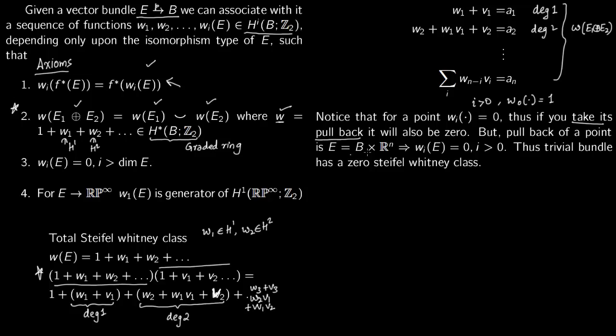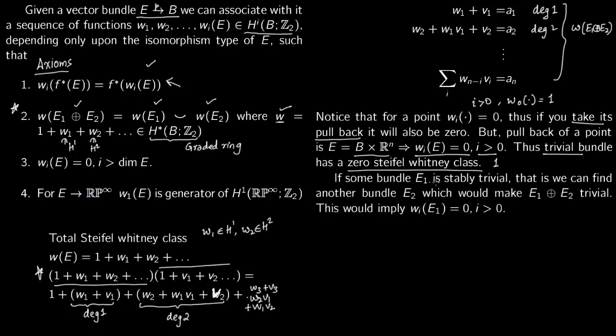But the pullback of a point is a trivial bundle like this. So then you will have this thing for i greater than 0. So the trivial bundle has 0 Stiefel-Whitney class. Again, 0 means this w1, w2, w3, everything is 0. This 1 still remains. So the 1 is still there.